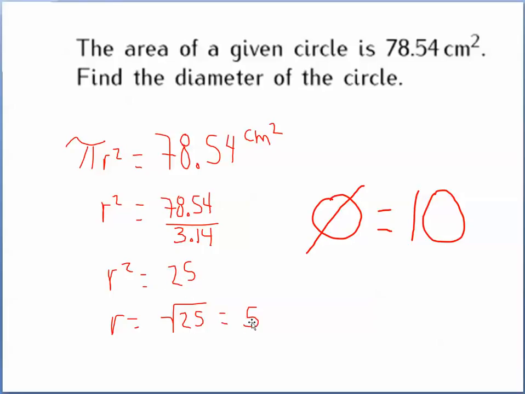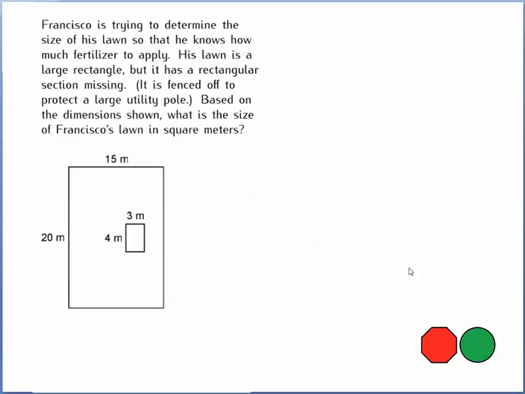My radius is 5, but the tricky part of something like this is the original question was what's the diameter? If the radius is 5, the diameter has to be 10 because the diameter is always twice the radius. Click on the stop sign, see if you can solve the problem.